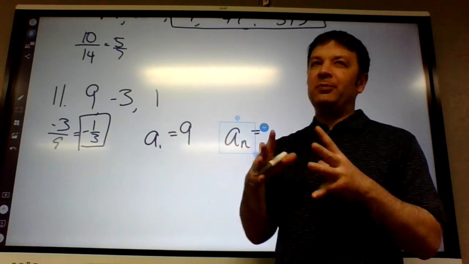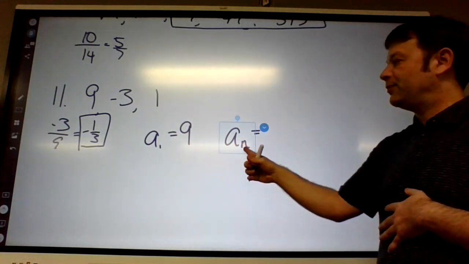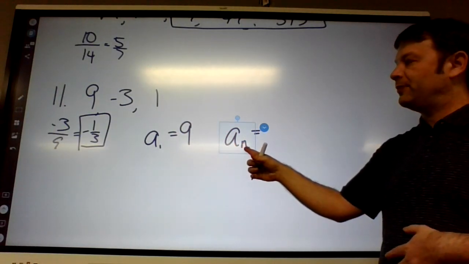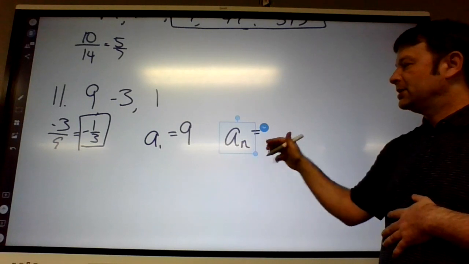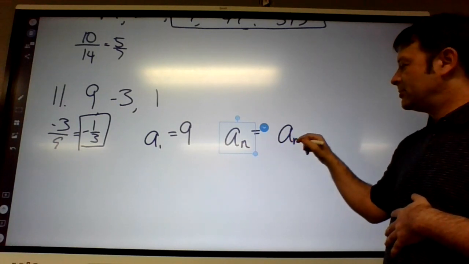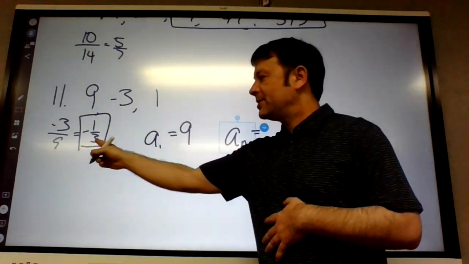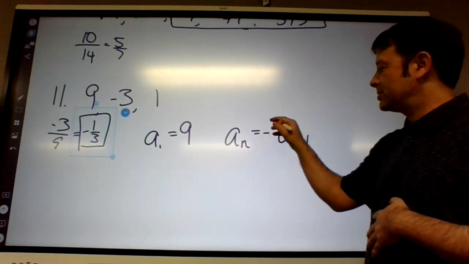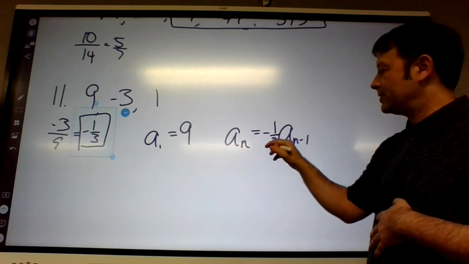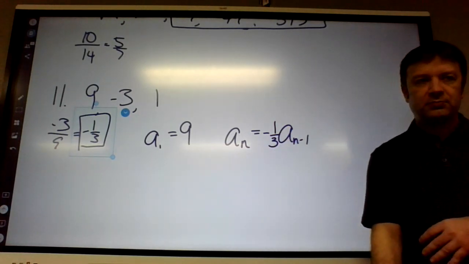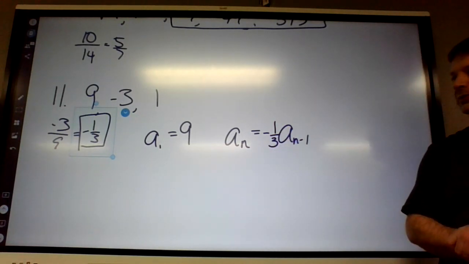What have we been calling the previous term? What comes right before a sub n is a sub n minus 1. And we need to do that times negative 1/3, so the most natural place for that to go would be right there. And that's it.